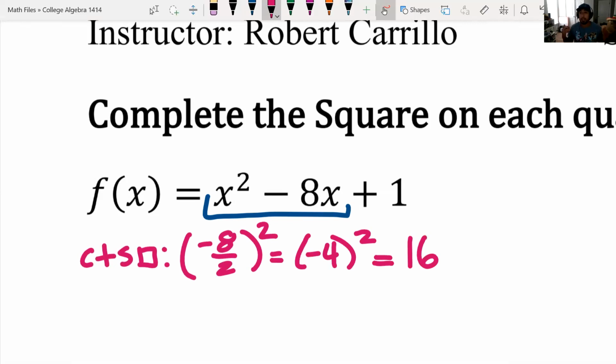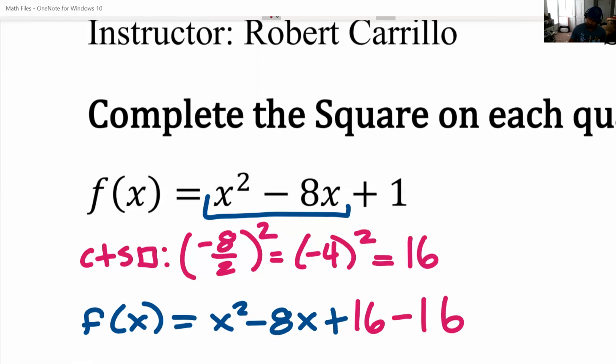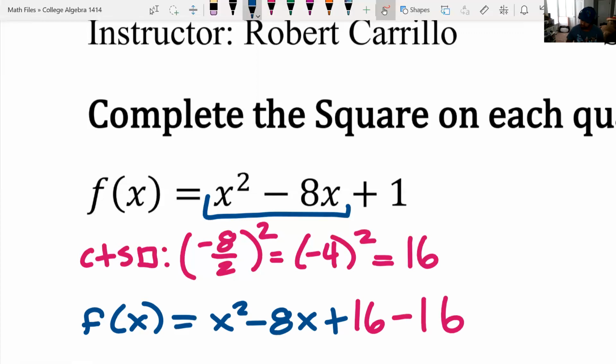Okay. Now on an equation, we would add these numbers to both sides. But now this is not an equation. This is a function. So on a function, the next step is to add and subtract this number on the same line. So what we're going to have is f of x equals x squared minus 8x plus 16 minus 16 plus 1. So we add it and subtract it on the same line.